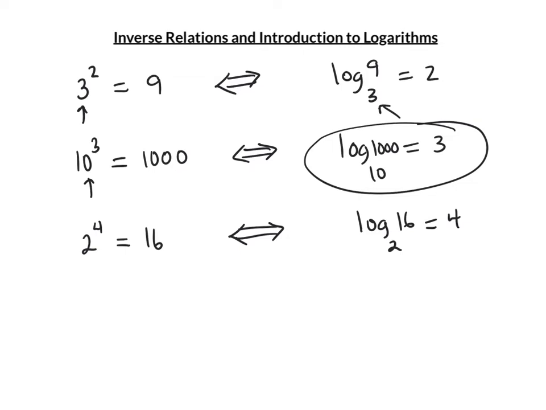But let's take a logarithmic expression and make it an exponential expression. The log base 7 of 49 is equal to 2. And that's because the base is 7. That's the base of the logarithm. 7, the log is an exponent, to the power of 2 is equal to 49.